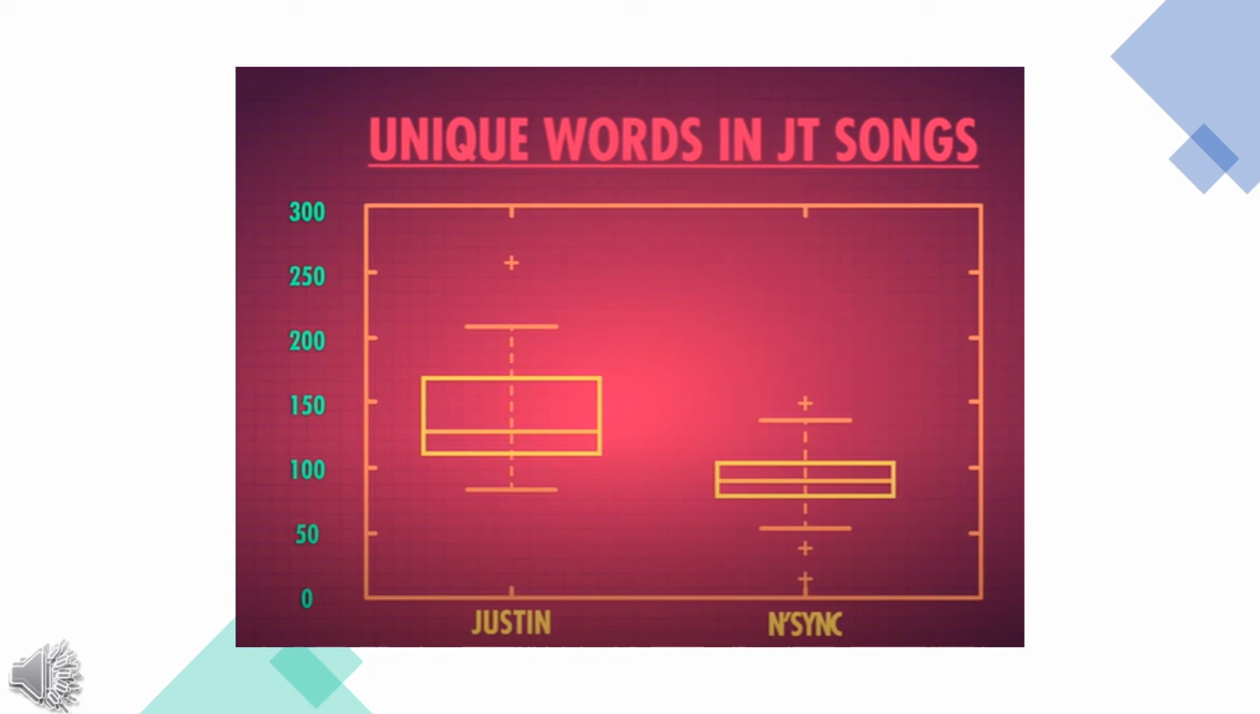The box plot also shows you some potential outliers to look at, shown by the points that are outside the fences of our box plot. Let's look at a song that's marked as a potential outlier in the Justin Timberlake box plot. The song is Chop Me Up and it has 257 unique words, which is a lot, since the median number of unique words for a JT song is 129. It is definitely outside the fences.